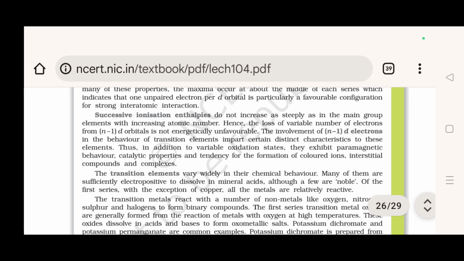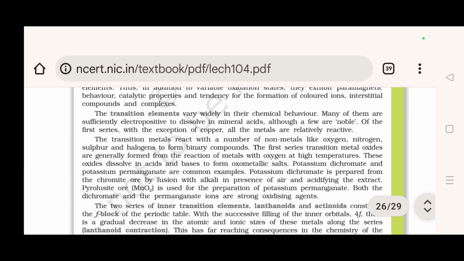The transition elements vary widely in their chemical behavior. Many of them are sufficiently electropositive to dissolve in mineral acid, although a few are noble. Of the first series, the exception is copper. All the metals are relatively reactive. The transition metals react with a number of non-metals like oxygen, nitrogen, sulfur and halogens to form binary compounds. The first series transition metal oxides are generally formed from the reaction of metals with oxygen at high temperature. These oxides dissolve in acids and bases to form oxometallic salts, potassium dichromate and potassium permanganate being common examples.